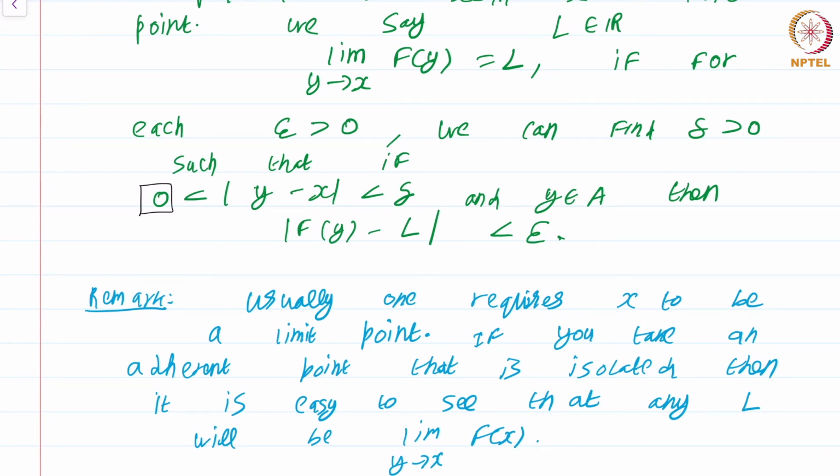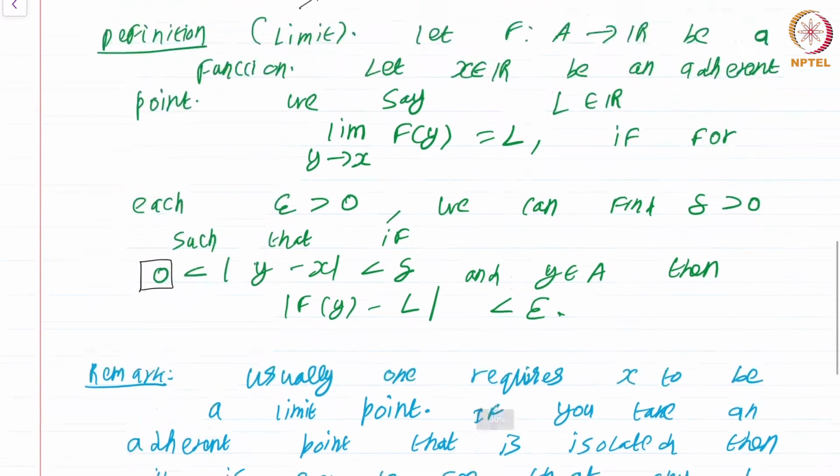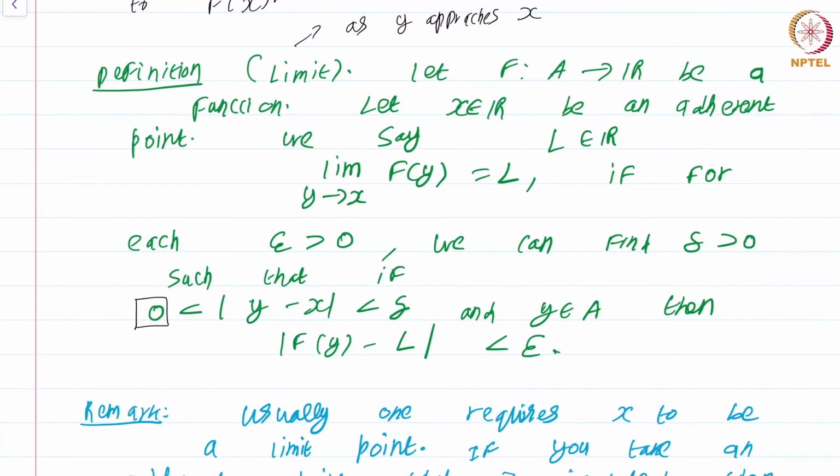So we will also do the same. Even though I have written adherent point, let me just change it to be a limit point. I just wanted to illustrate what will go wrong.